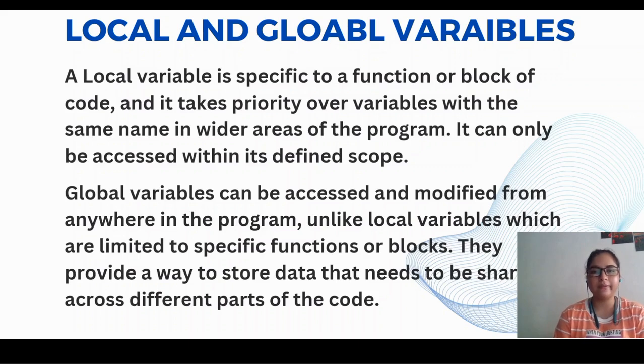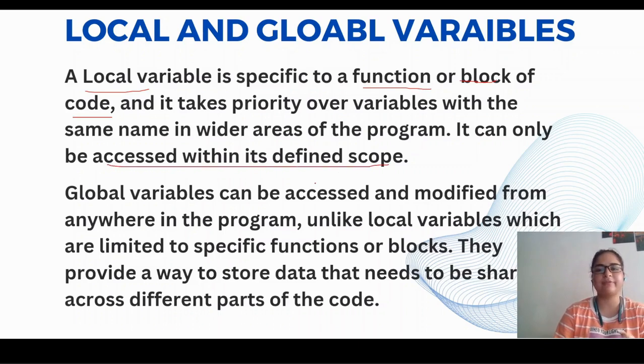So what is a local variable? A local variable is specific to a function or a block of code, and it takes priority over variables with the same name in wider areas of the program. It can only be accessed within its defined scope. So always remember, a local variable is only specific to a particular function or a block of code, and it can only be accessed within its defined scope. That is called a local variable. And a global variable can be accessed and modified anywhere in the program, unlike local variables, which are restricted to a particular function or a block of code.